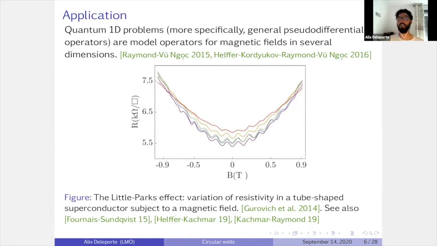You have oscillations, and it's really the average of the magnetic field over the circle that counts. This little Parkes effect has been directly analyzed, and in recent years there have been some progresses on the question, but it's still one of the nice examples of what we can do with our general quantum 1D problems.